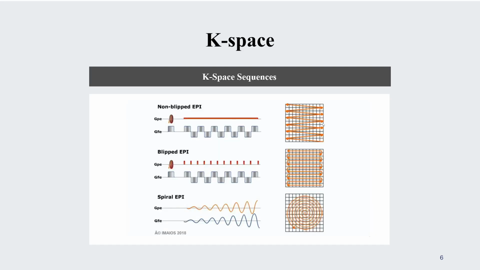The K-space can be filled using different sequences. There are two main factors which determine the sequence. There's the phase encoding and then the frequency encoding. Frequency encoding is in the x-axis and the phase encoding is in the y-axis.